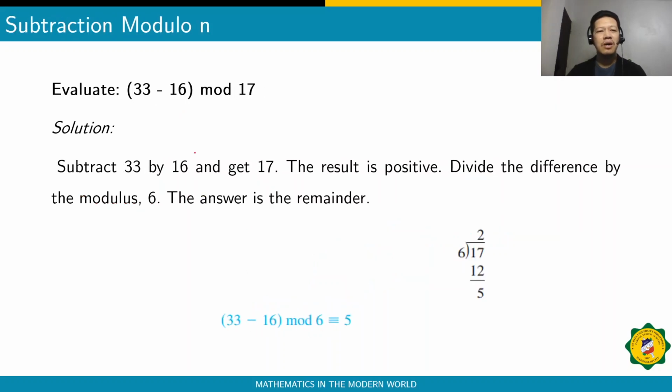Okay, how about this one? Subtraction. So just do the subtraction here. You subtract 33 and 16, you get 17. And as you can see here, this should be modulo 6. So 70 divided by 6, we have 2 here, 12, and the remainder is 5. Therefore, the answer is 5.